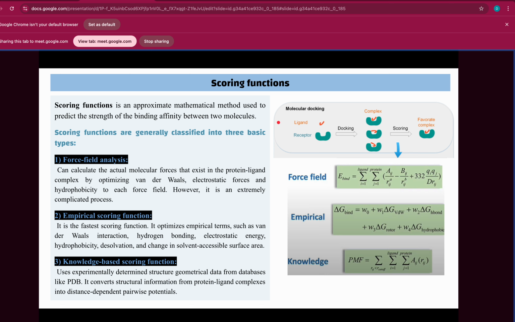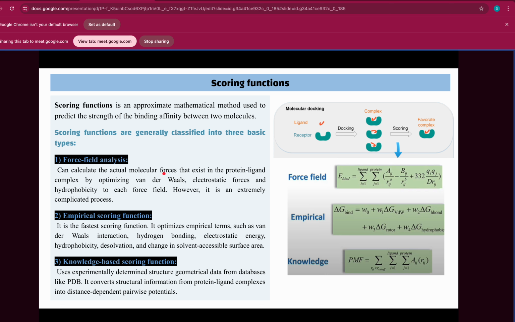So this is the mathematical way how we judge the binding affinities. This scoring function can be classified into three main types. First one is force field analysis, second is empirical scoring function, and third one is knowledge based scoring function. In force field analysis, this we have also seen when we were looking into molecular dynamic simulations.